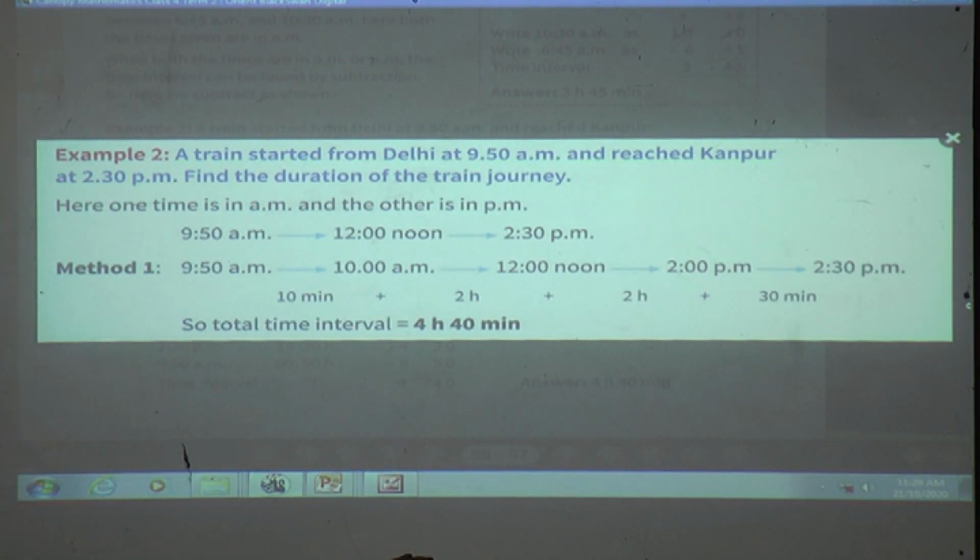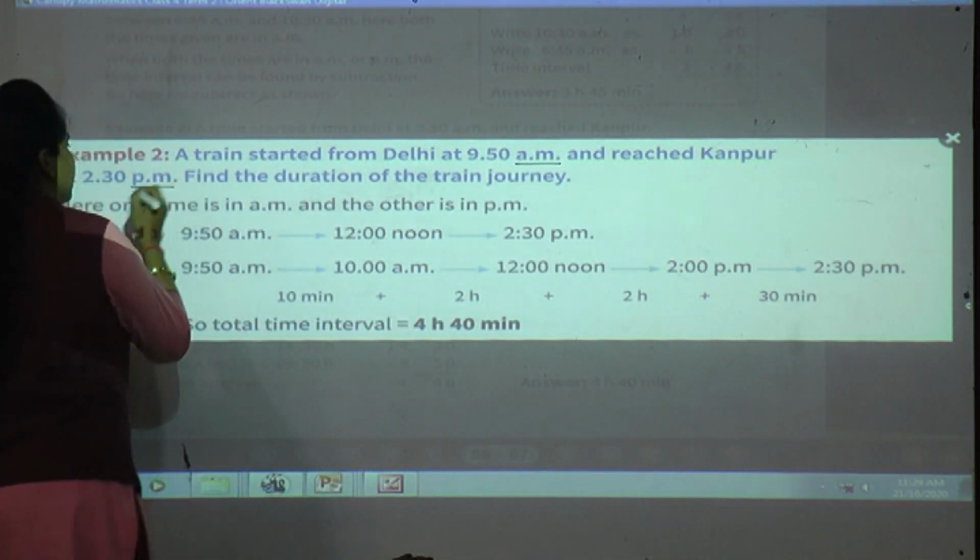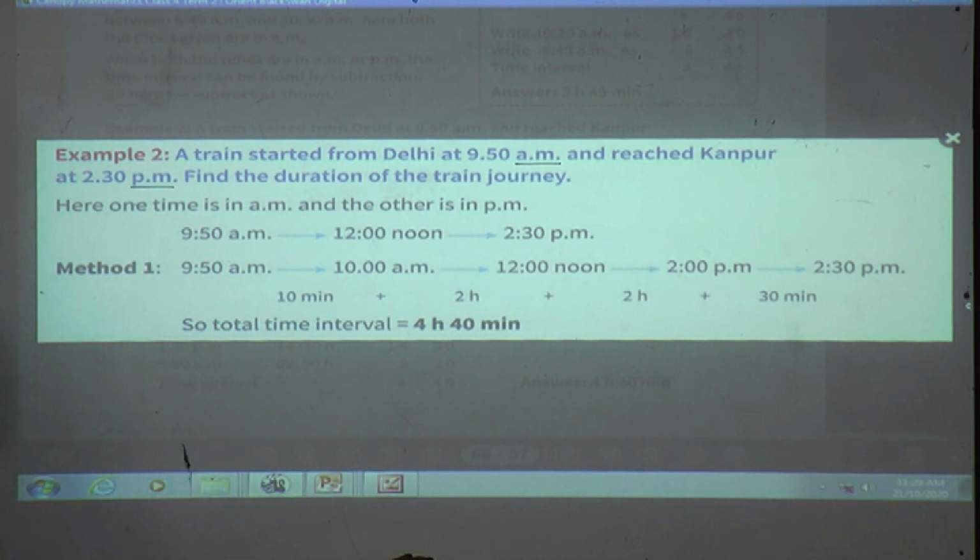A train started from Delhi at 9:50 am and reached Kanpur at 2:30 pm. Now find the duration of the train journey. Now see, here one time is in am and one time is in pm. Now for this, what do we have to do?